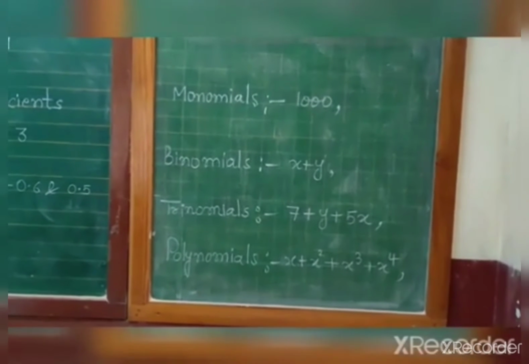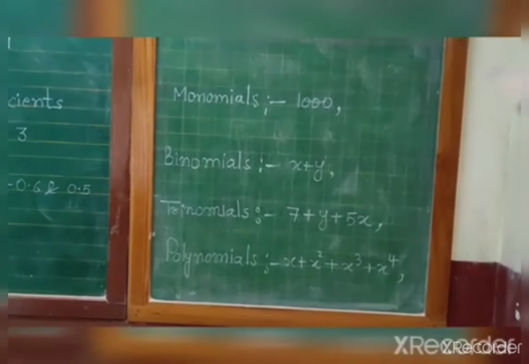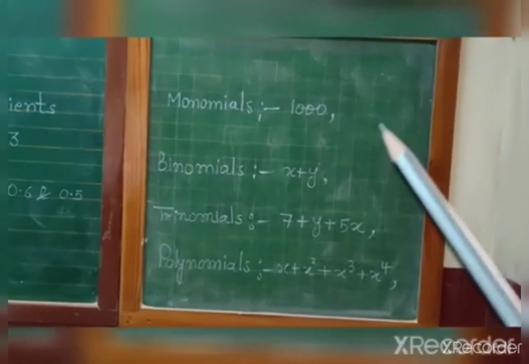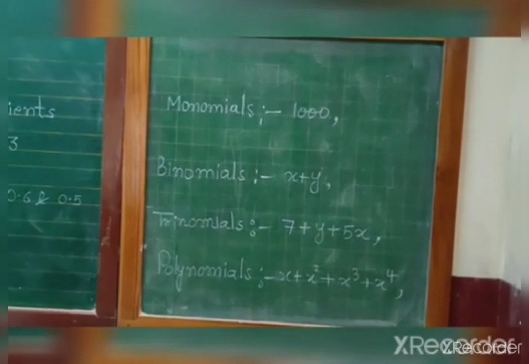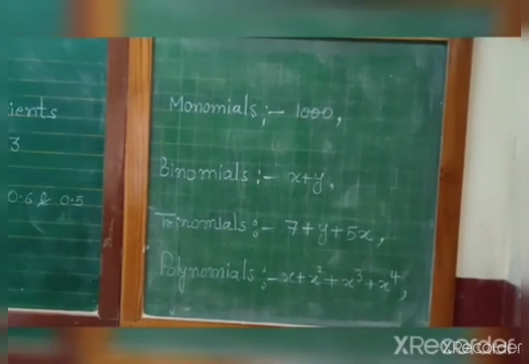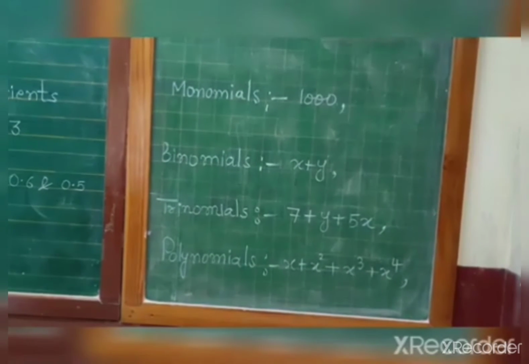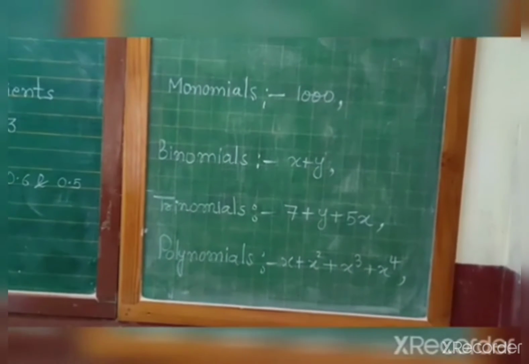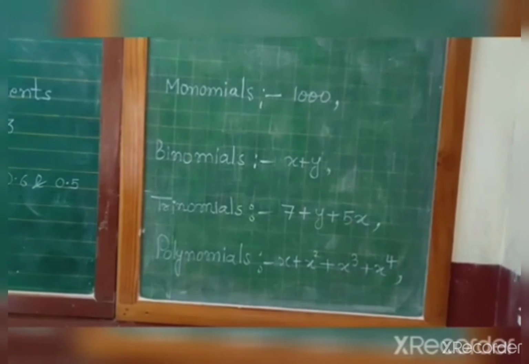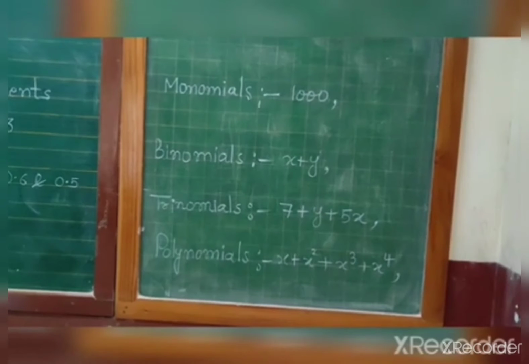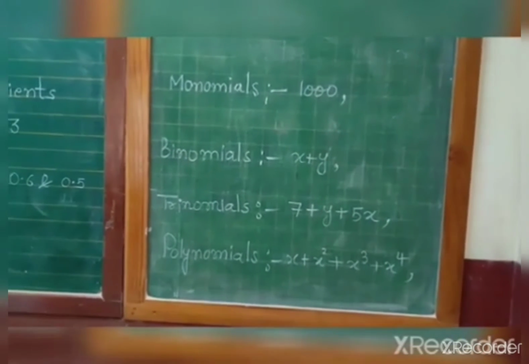So you can see, first is a binomial, x plus y, and the second expression is a monomial, only one term, because 1000 into 1 we can write, and 1000 into 1 means any variable with exponent 0, we can write its value as 1. So x to the power 0, so 1000 x to the power 0 means a monomial, one term. Now the third one is a polynomial, because it has more than 3 terms.